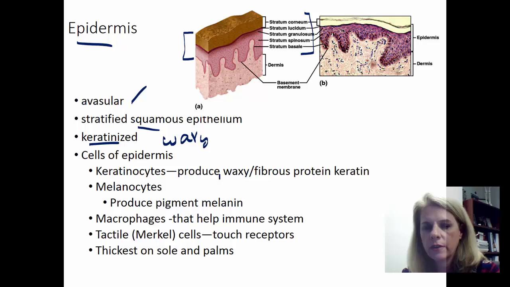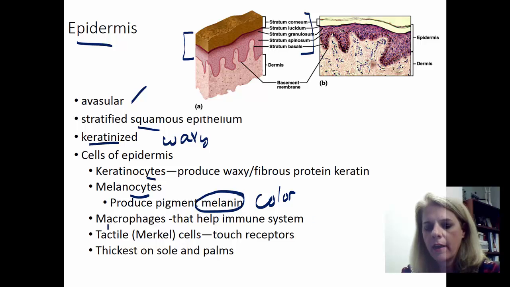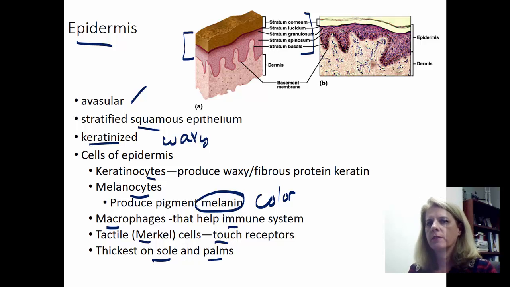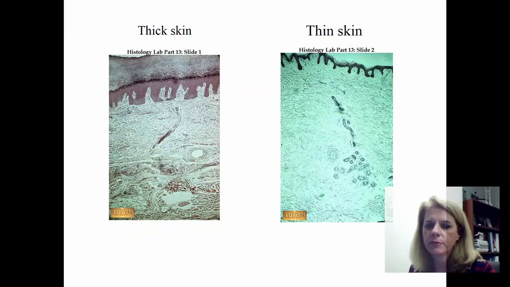Some of the cells that you expect to find in the epidermis are keratinocytes, which make the keratin, and melanocytes, which make melanin. That gives your skin its color, and we'll talk more about that later on. There are also macrophages, which are part of the immune system, and tactile cells for touch. The epidermis is thicker on the soles and the palms than on the rest of the skin. Remember, stratified squamous is good for abrasion, so where you need more protection, on your feet and hands, you're going to have a thicker epidermis.